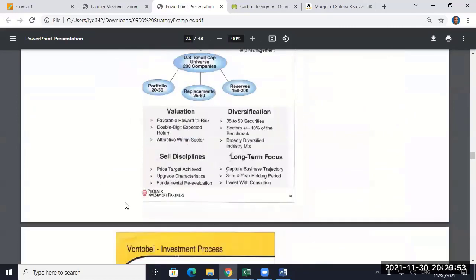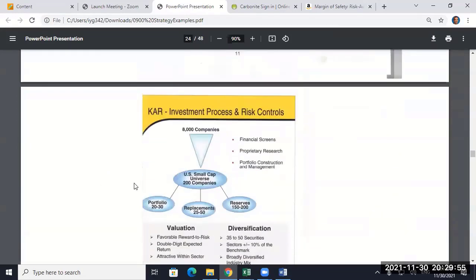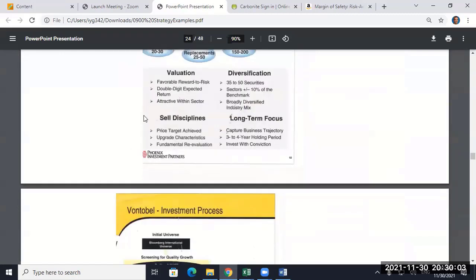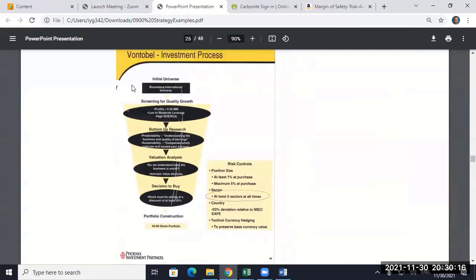KAR, I don't even know what they stand for. Oh, this is Phoenix Investment Partners, small cap. They have 20 to 30 stocks. They have 20, 25 out there. They have another 150 out there. They look at valuation, diversification, their sales disciplines, price to target achieved, upgrade characteristics, fundamental revaluation. That's essentially nothing.